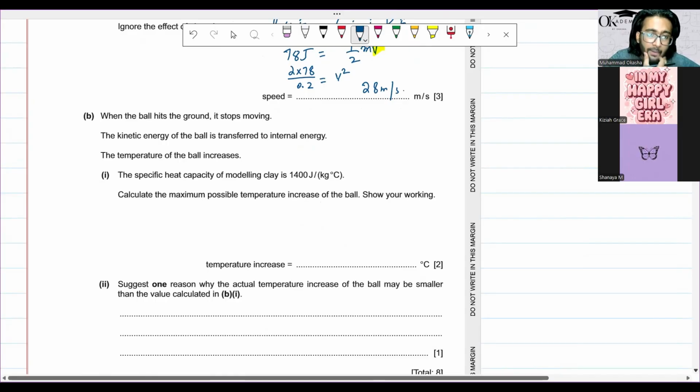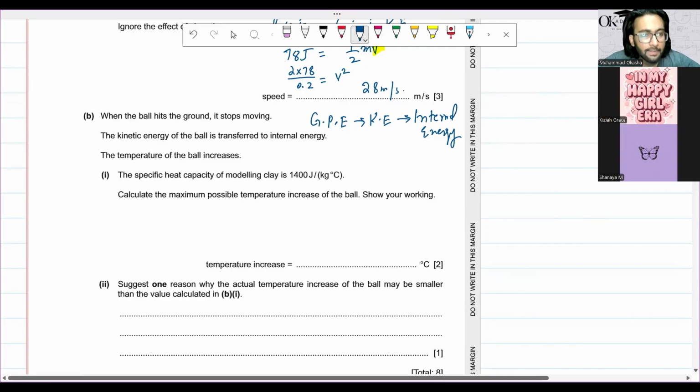When the ball hits the ground, it stops moving. The kinetic energy of the ball is transferred to internal energy, right? So we follow the transfer of energy. Initially, we had gravitational potential energy that is transferred into kinetic energy, and all the kinetic energy is then transferred into internal energy.